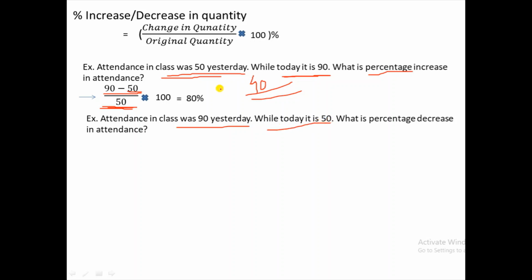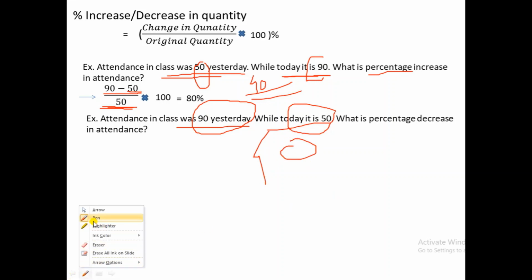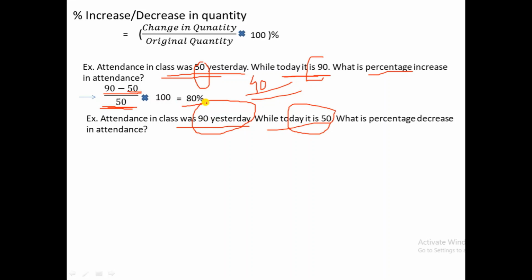Next question: attendance in a class was 90. I am just reversing the question, but there is a trick hidden here. Attendance in a class was 90 yesterday, and today it has become 50. In the first question it was 50 and then became 90, so there was an increment. Now it was 90 yesterday and has become 50, so it is reduced by 40. So in the first case it increased, in the second case it has decreased. But it doesn't mean that we are going to get the same answer.